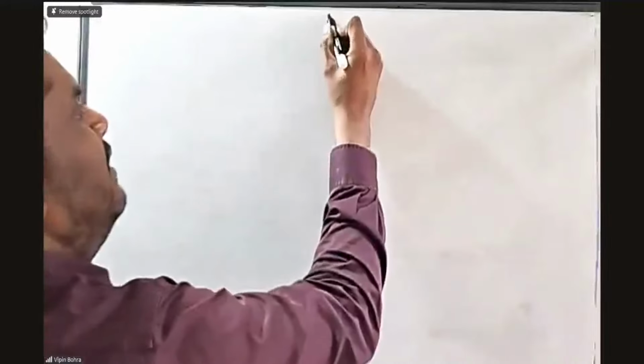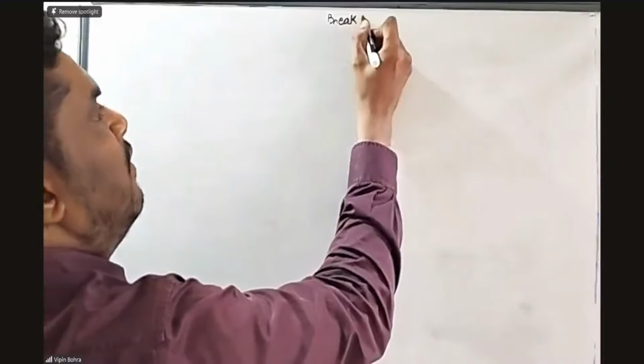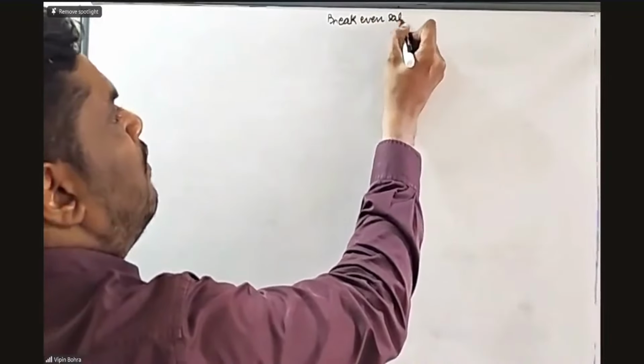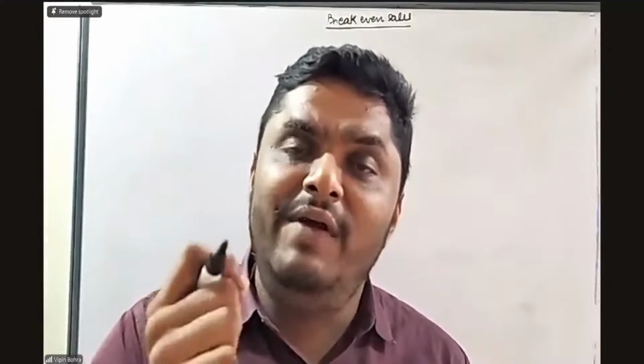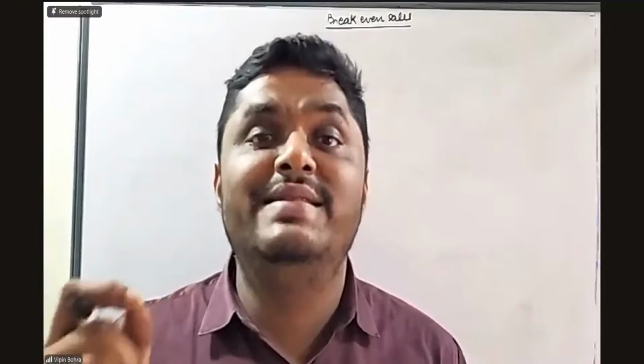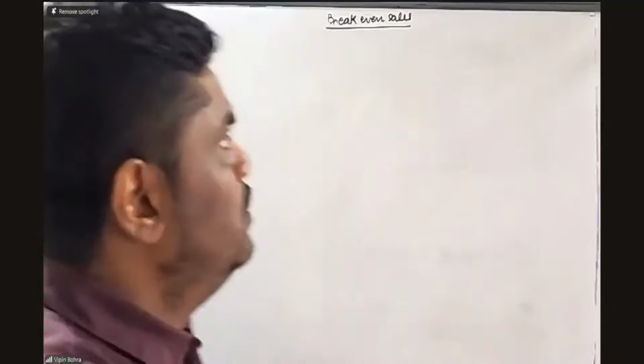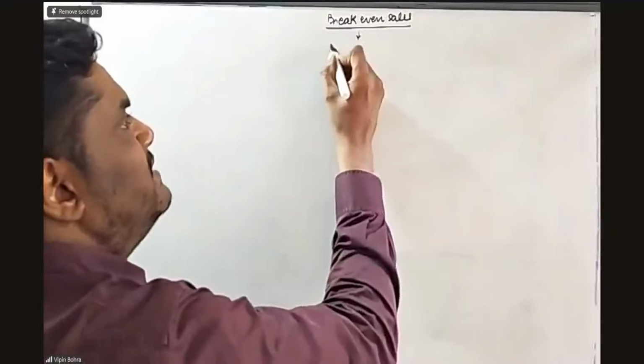So enough of discussion on PV ratio. The first question the examiner generally asks is the PV ratio that we have discussed in detail. Now let's move towards the next part of the chapter, that is break-even sales. As discussed also, what is break-even sales? That level of sales where there is no profit, no loss.